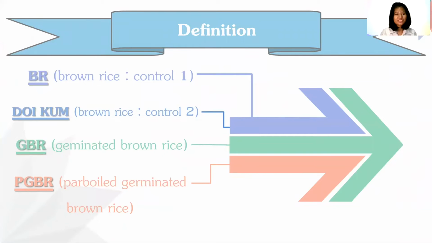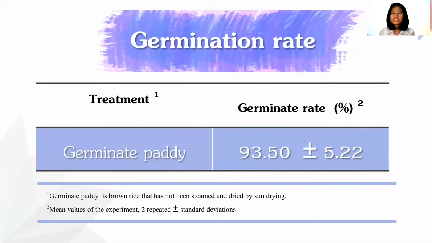So, definitions: BR, control 1 and control 2 are brown rice, GBR is germinated brown rice, and PGBR is parboiled germinated brown rice. Germination rate. The result for germinated paddies is 94%. This germination rate is almost 100%.